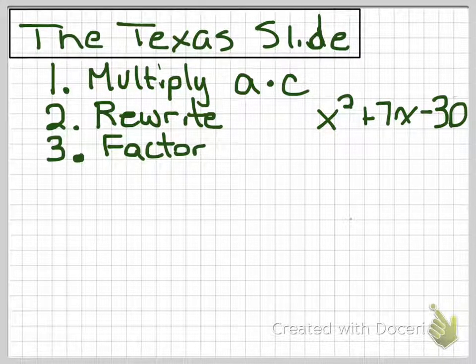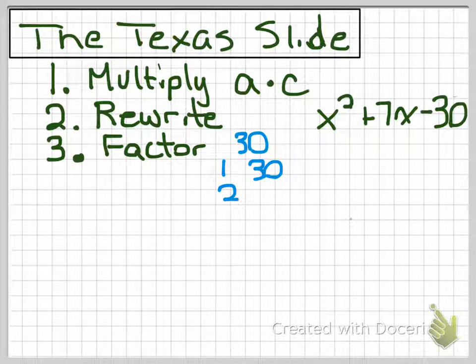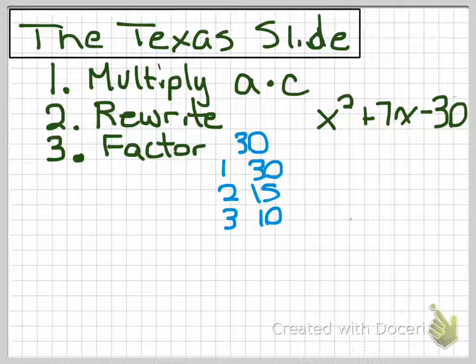So now we take x squared plus 7x minus 30, and we need to factor. So we're going to start out by listing our factors of 30: 1 and 30, 2 and 15, and 3 and 10. And I don't think there are any others, at least not that I can think of, that will go into 30 evenly.